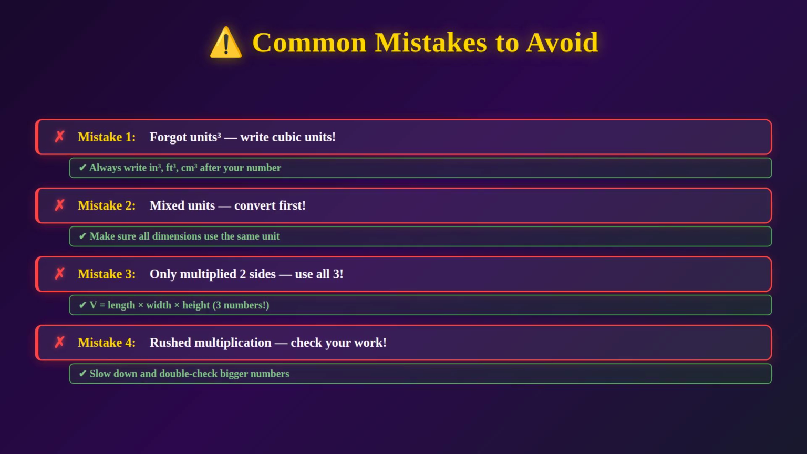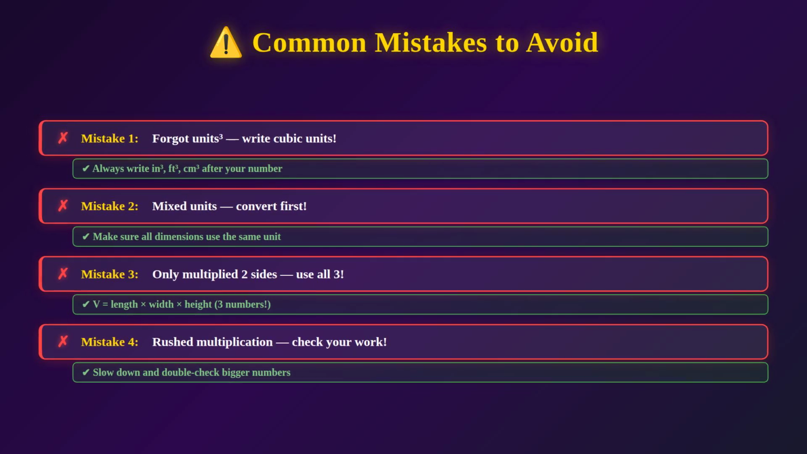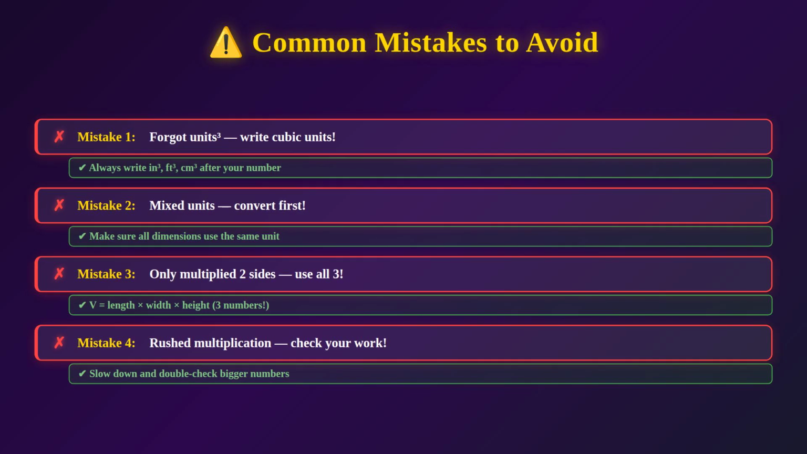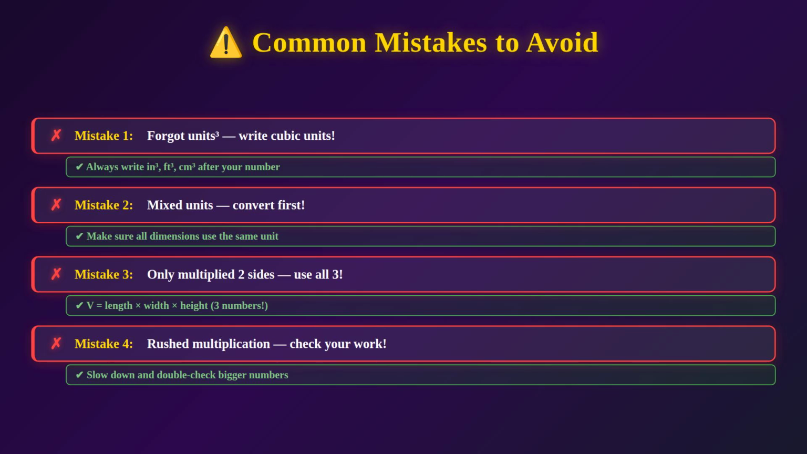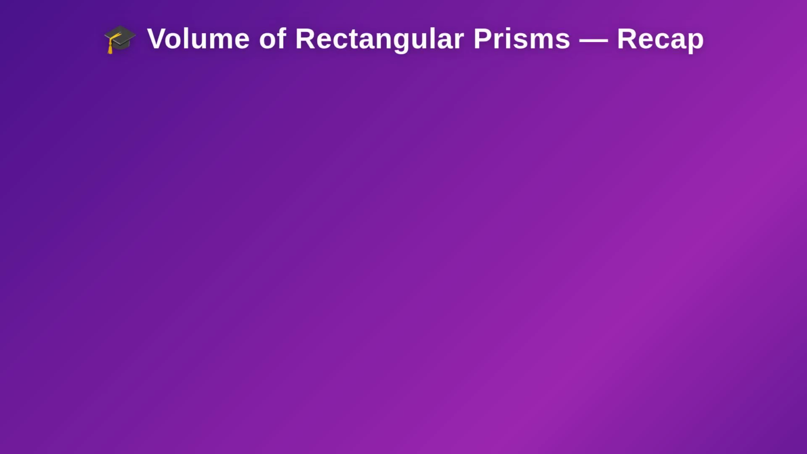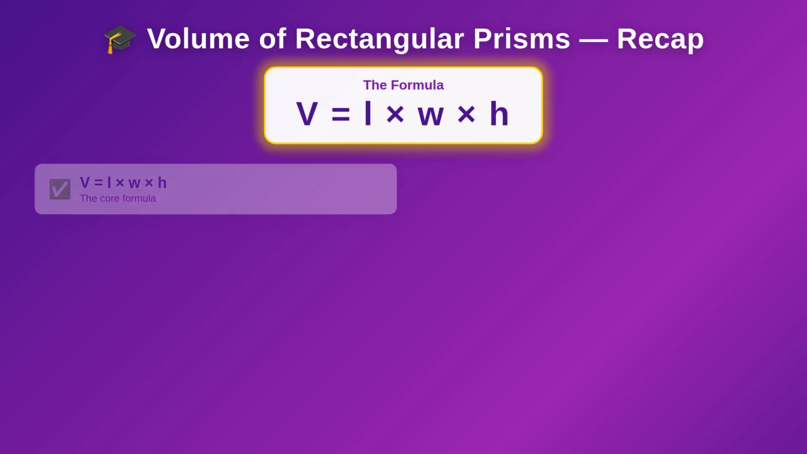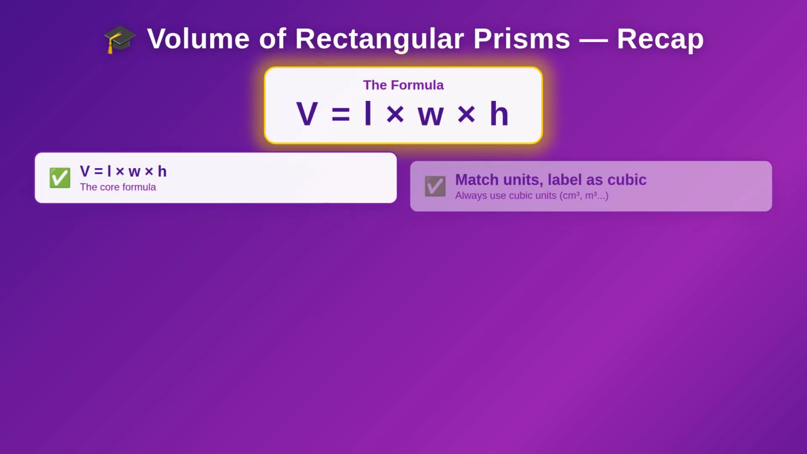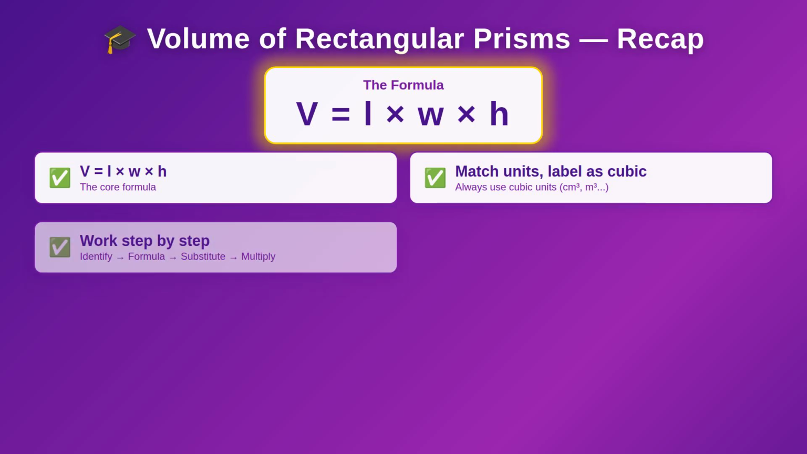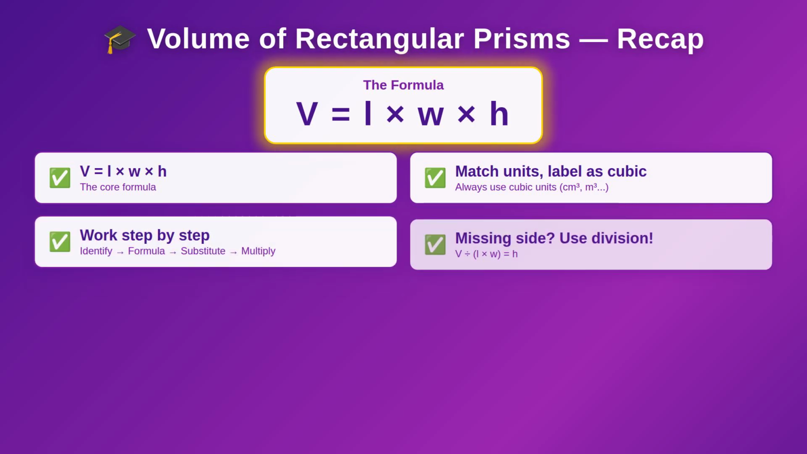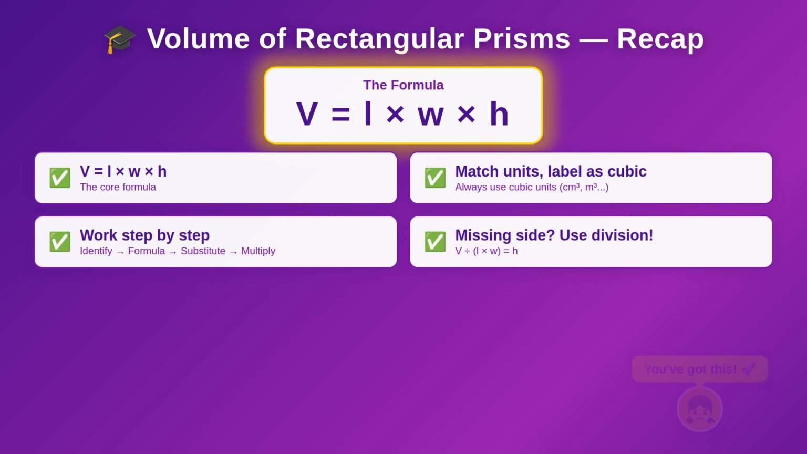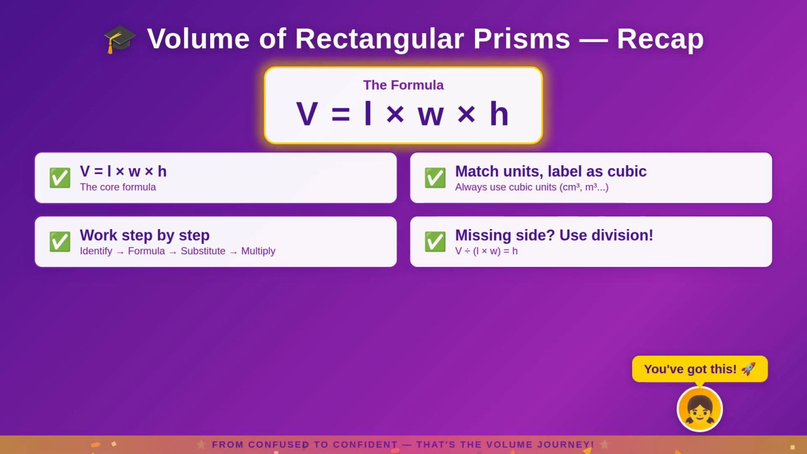If length is in feet and height is in inches, convert first. Mistake number 3, accidentally skipping a dimension and only multiplying 2 numbers instead of 3. And mistake 4, rushing the multiplication. Take your time, especially with bigger numbers. Avoid these 4 traps and you'll ace every volume problem. Remember when Maya stared at her empty wooden box and had no idea how to measure what was inside? Now she can find the volume of any rectangular prism in seconds, and so can you.